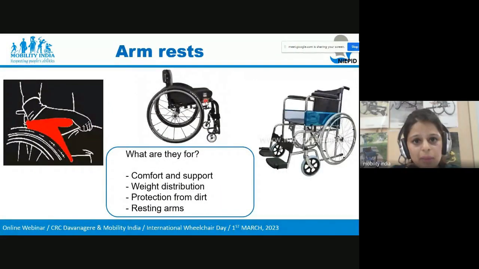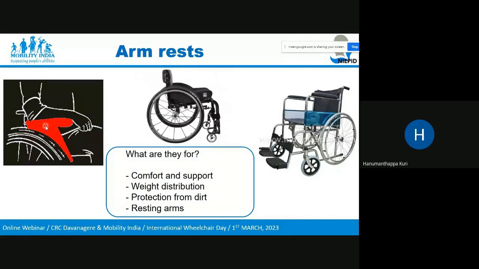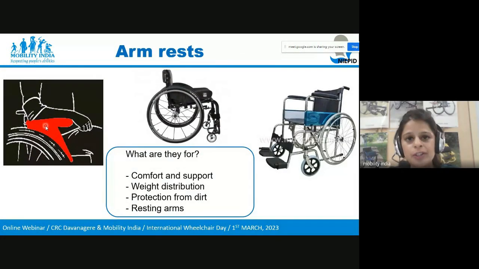Next part available is the armrest, which you can see here, which is helpful for even distribution of upper body weight, and it also provides comfort. It is available with curved, fixed, and also non-fixed. The curved and low armrests, which form a line with the rear wheel, don't restrict the transfer technique. So these are available.